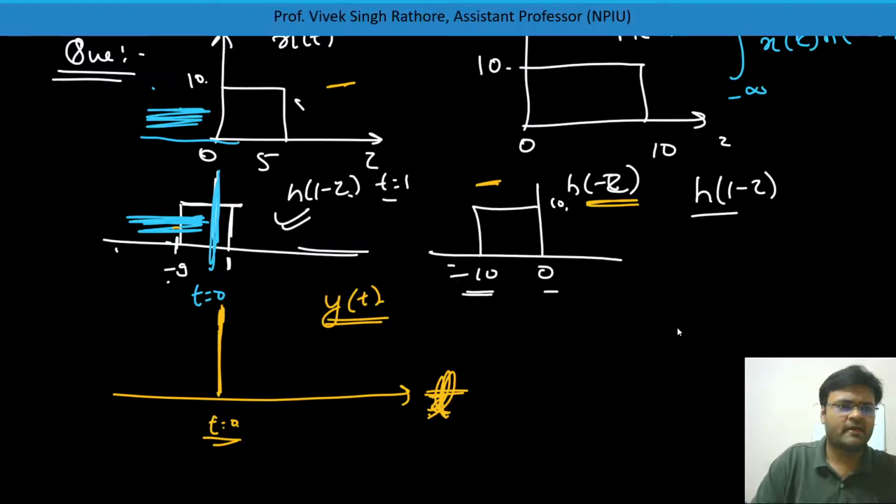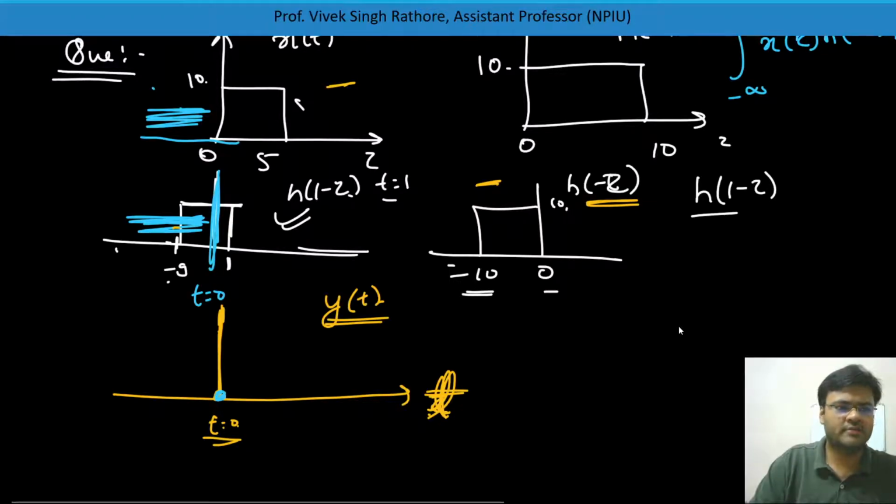See, this value is all in our negative axis, and multiplied with this we will get 0. This is in positive axis, positive is 0. So ultimately for t is equal to 0 you will get nothing, 0 value only. So I'll plot it with 0 like this here.